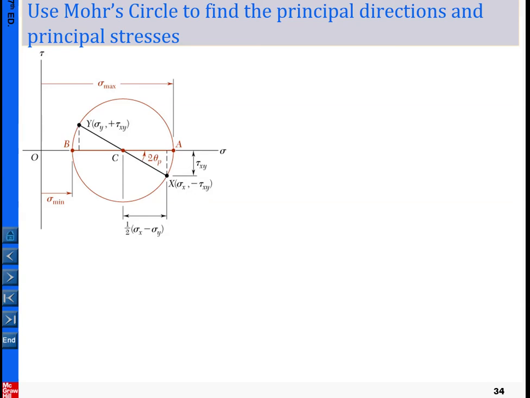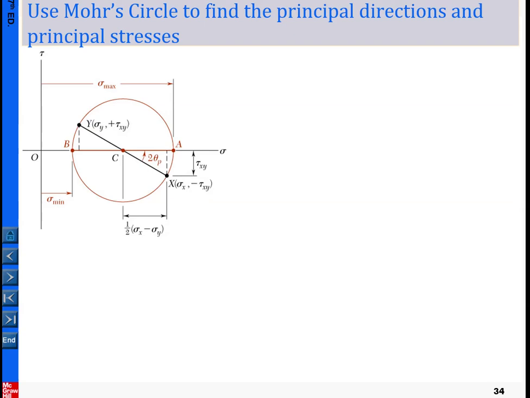Once we are familiar with the steps of constructing a Mohr circle correctly, then we are able to study how to use Mohr circles to analyze stress. Here we're going to talk about the important applications of the Mohr circles. The first important application is to apply the Mohr circle to find the principal directions and the principal stresses.